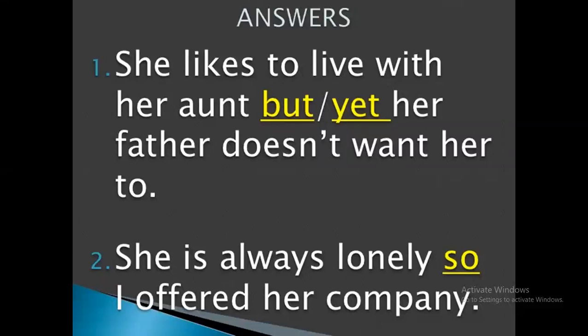Here, she is always lonely, so I offered her company. Or you could write, I offered her company for she is always lonely. Remember so and for? So this part is the reason, this part is the result, the cause and the effect.